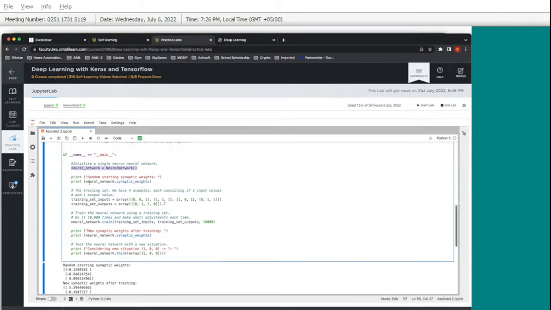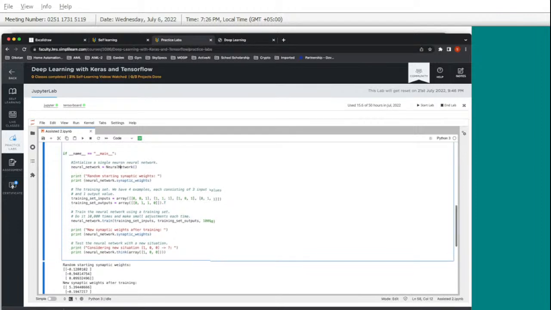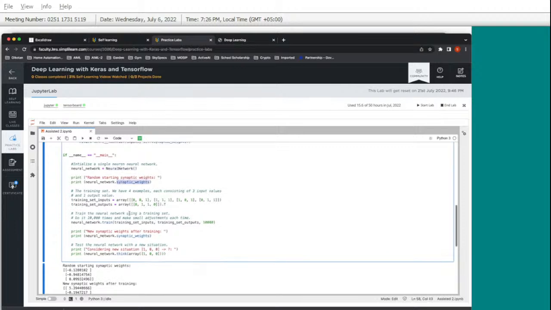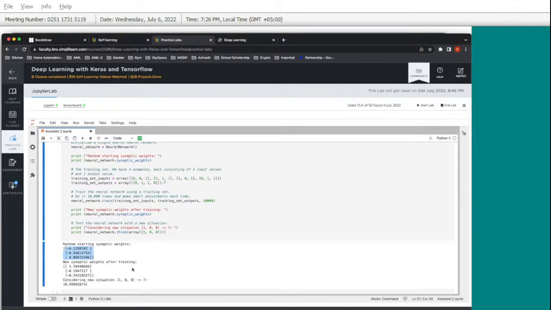Now if you actually see, create the neural network object or the holder, whatever you want to say, and the moment you create it, you get a basic synaptic state of weights. Every time you run it, you will see this: this is my initial synaptic weights, which means I have started with these weights.